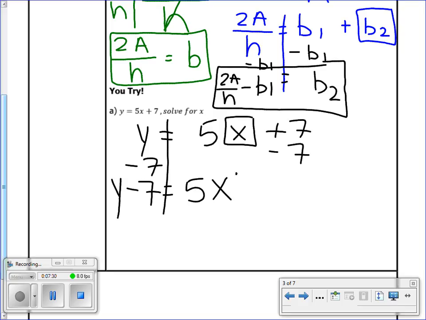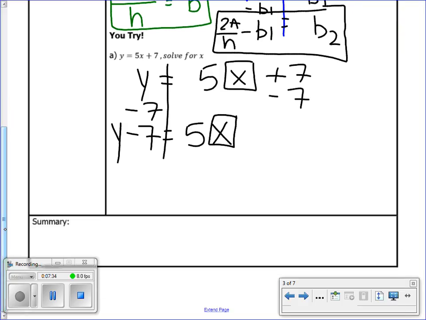Now, we're still putting that box around x. And what operation's happening between 5 and x? Multiplication. To undo it, we're going to divide by 5. And again, you're dividing each term on the left by 5. So we get y over 5 minus 7 over 5 equals x.